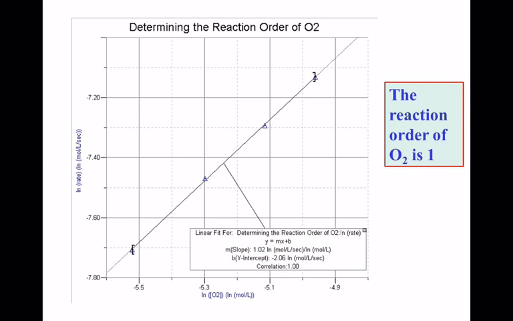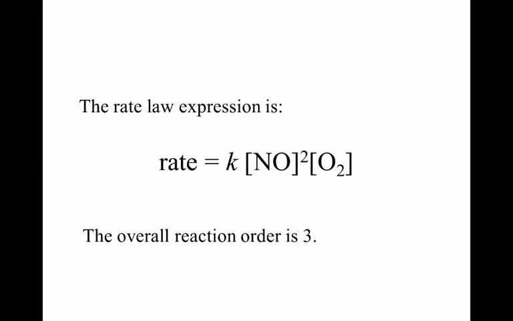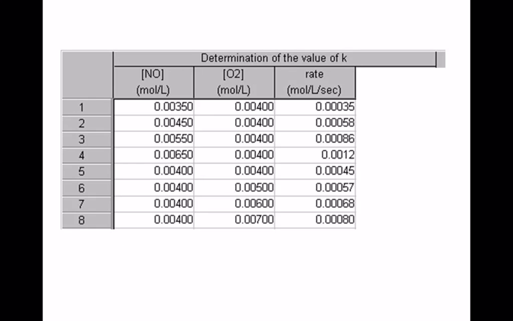Okay, very good. And then the coup de grace is to knock out the rate law constant K using all 8 trials. Okay. So the rate law expression, not finding the exact value for K: rate is equal to K times the molar concentration of the NO raised to the second power times the molar concentration of O2 raised to the first power. Okay, so the overall reaction order is 3.